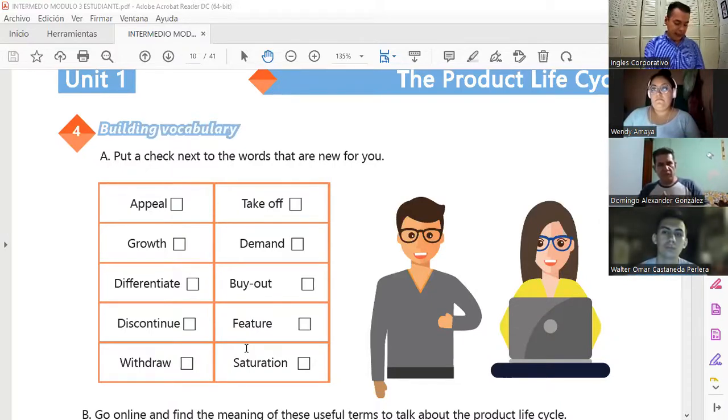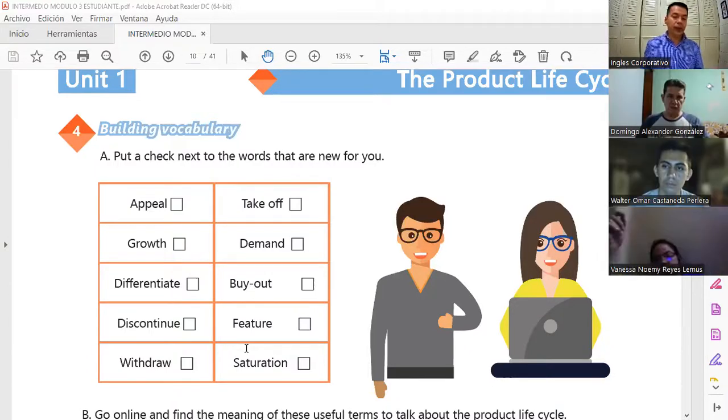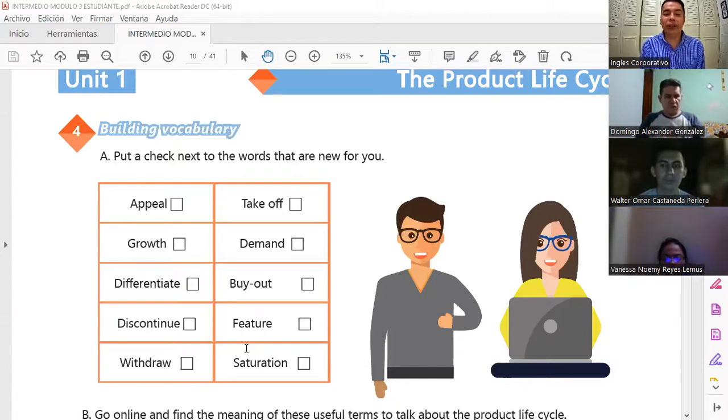Yvette, for you, which of these words are new? Repeat the question, please. Which of these words are new in your vocabulary? Yvette? Growth. And withdraw also, yes. New words. Thank you. And we are learning, right? We are learning. So new vocabulary is important, right?